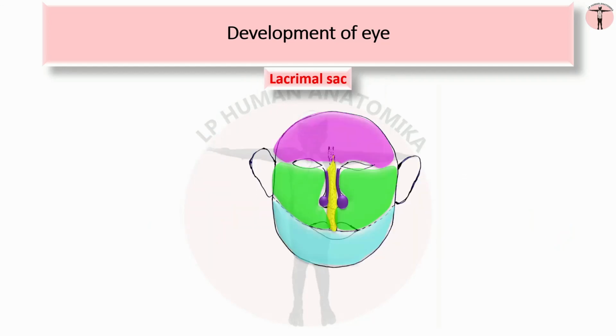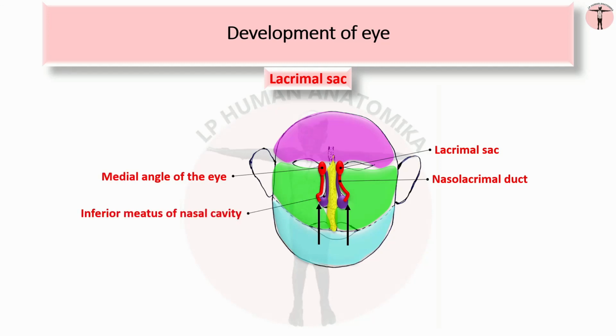The cranial or upper end of the nasolacrimal duct widens to form the lacrimal sac. Following detachment of the cord from the groove, the maxillary and lateral nasal prominences merge with each other. The nasolacrimal duct then runs from the medial angle of the eye to the inferior meatus of the nasal cavity. The nasolacrimal duct usually becomes completely canalized only after birth.